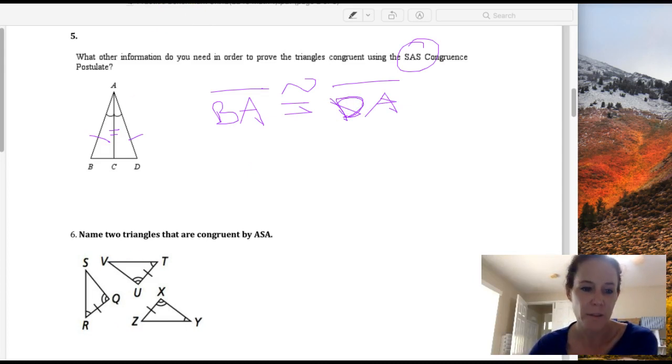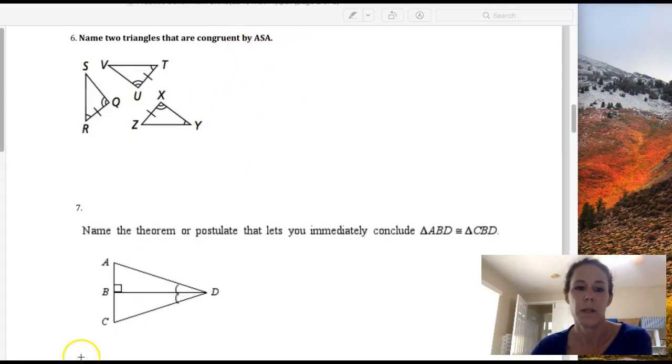And that's how you do number 5. All right, number 6, we're naming the two triangles that are congruent by angle side angle. So angle side angle would be an angle, an included side, and the next angle. So looking at this would be angle side angle. If I could have that same marking on another triangle, I do over here, angle side angle.